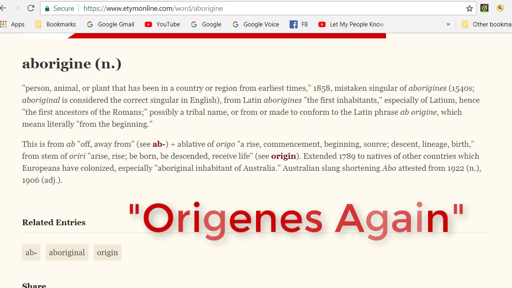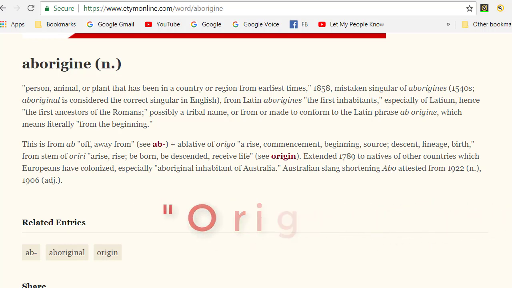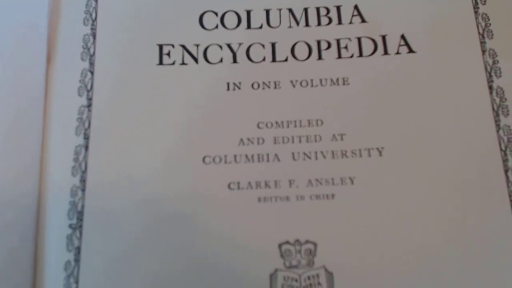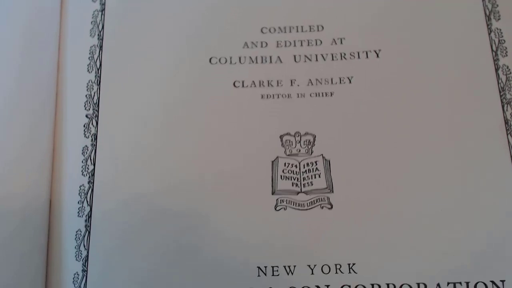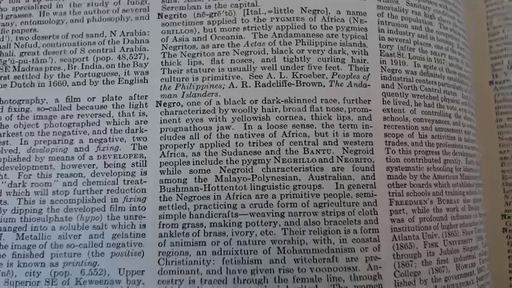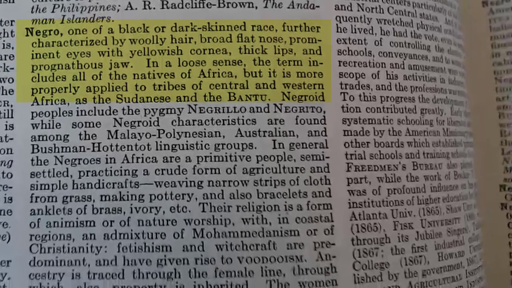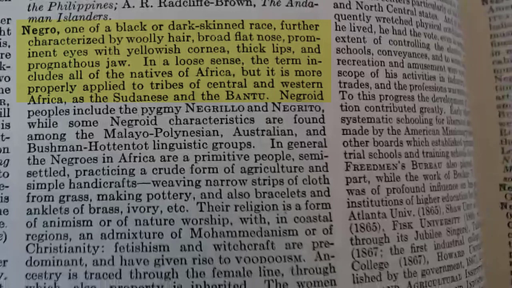Next, let's filter the word Negro through our next scholastic resource, a 1935 edition of the Columbia University Encyclopedia, published more than 100 years after Webster's published definition, and it reads, one of a black or, a conjunction, dark-skinned race, further characterized by woolly hair, broad flat nose, prominent eyes with yellowish cornea, thick lips, and prognathous jaw.